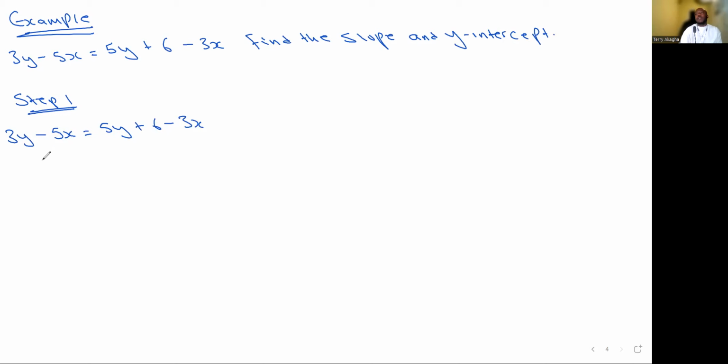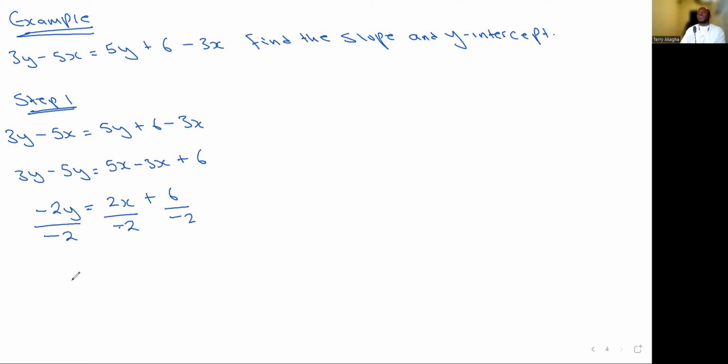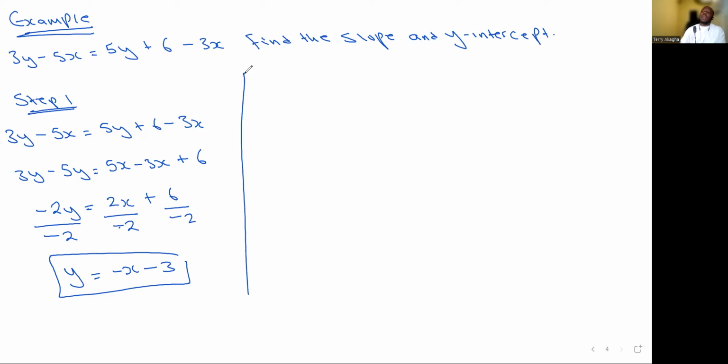So what we do, we take 5y to the other side. It's going to be 3y minus 5y is equal to, take 5x to the other side, it'll be 5x minus 3x plus 6. You get minus 2y is equal to 2x plus 6. To separate this, you can divide both sides by minus 1/2, or you divide both sides by -2. So y will be equal to minus x. That's 6 divided by -2 will give you -3. Are you seeing it? So this is the equation of a straight line for that.